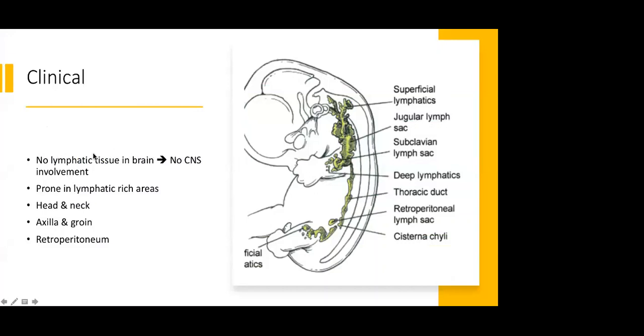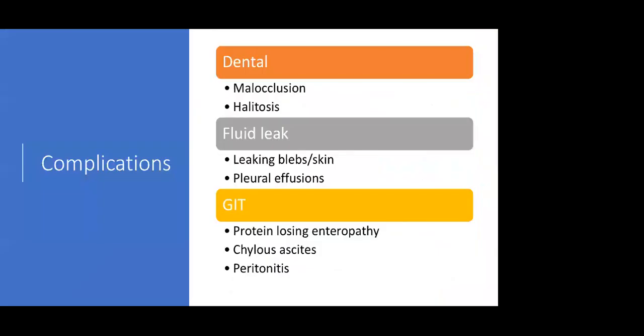So clinically, you won't find them in the CNS, but rather in the lymphoid-rich areas. So complications include dental. They can have malocclusion. It can affect the floor of the mouth. But also badly, halitosis and poor oral hygiene.